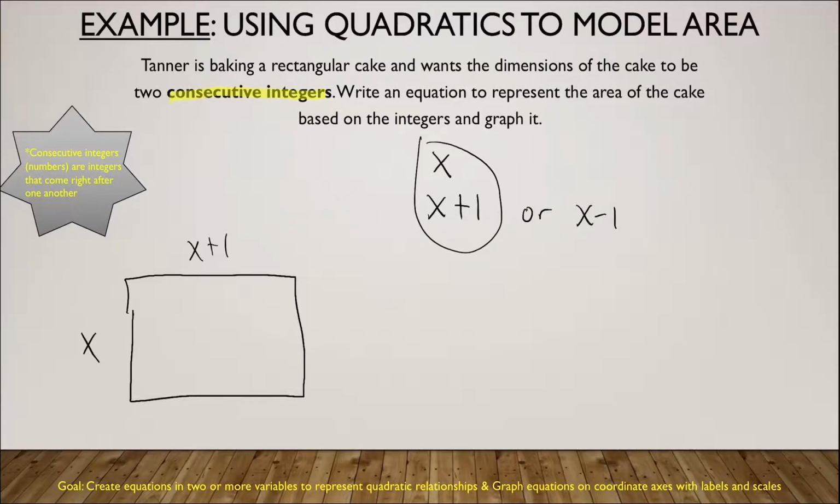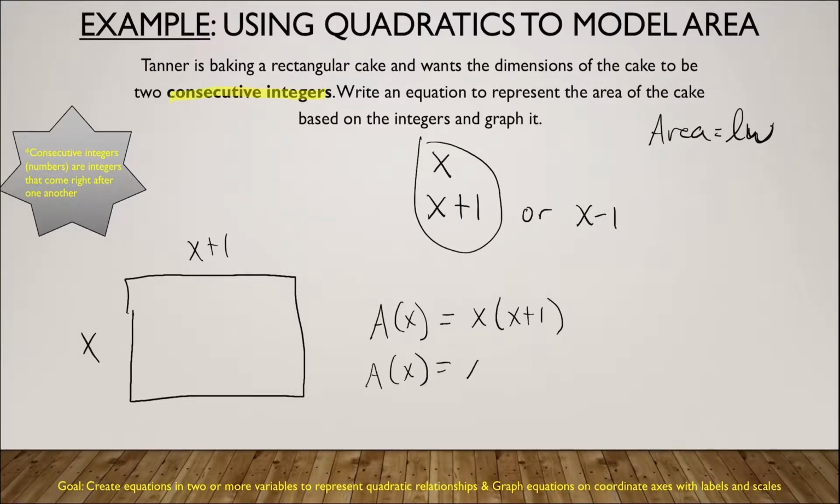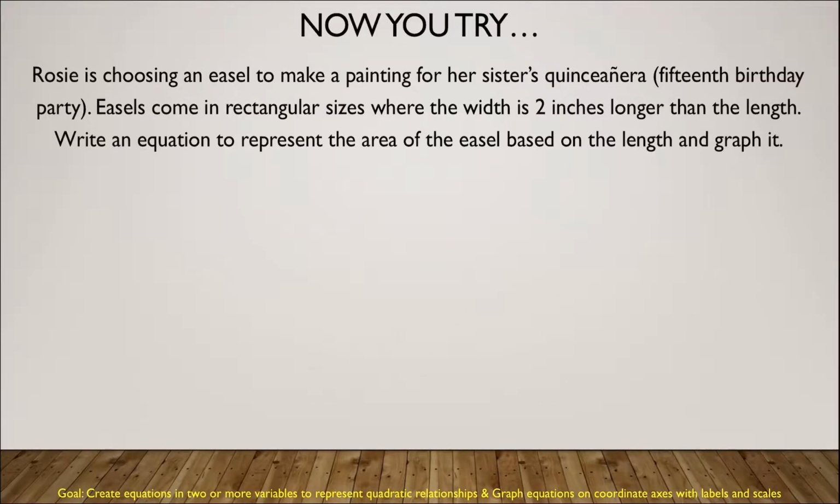And we know that area is equal to length multiplied by width. So I know my area based on x, A of x, is equal to x times x plus 1. We're going to distribute that. I get x squared plus x. So there's my equation. We want you to try this now.